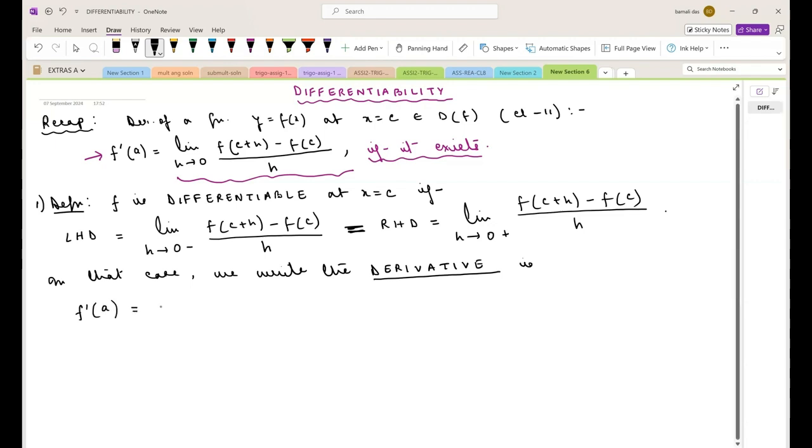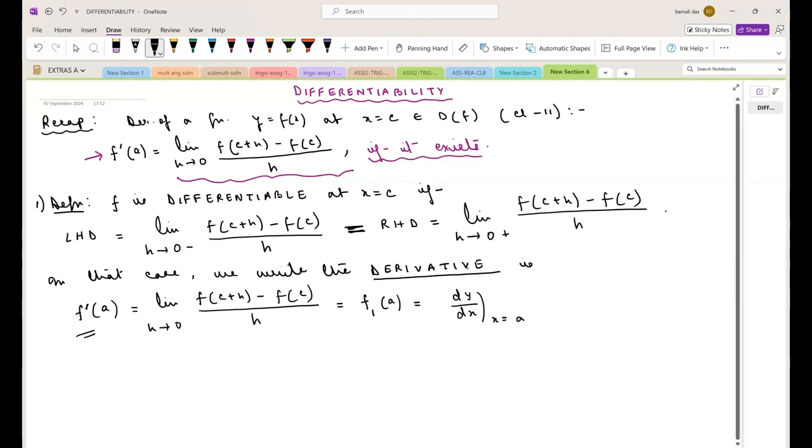Equal to, some different symbols are also used. I'll write that. Limit h tends to 0 of f(c plus h) minus f(c) by h. We also write the same thing, that is the derivative of f at c. Instead of using this symbol, we can also use f1, that is f dash, or we can write dy by dx at x equal to c.